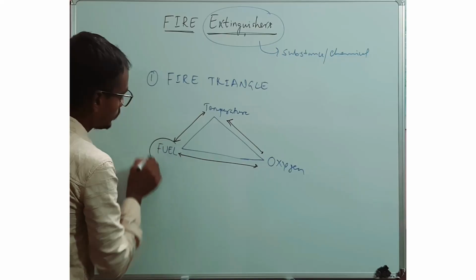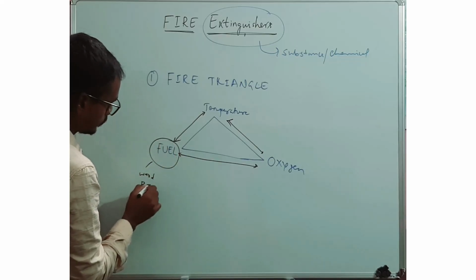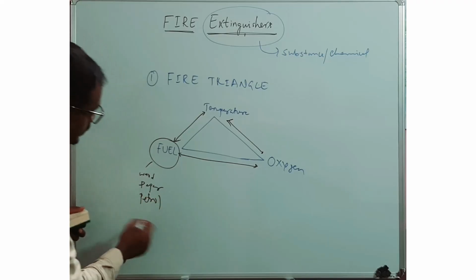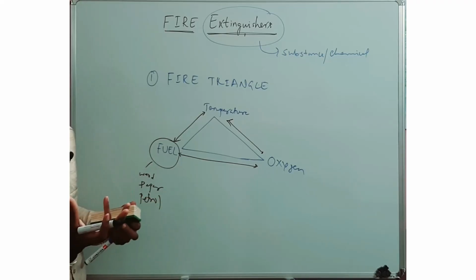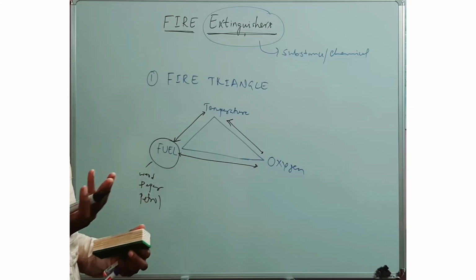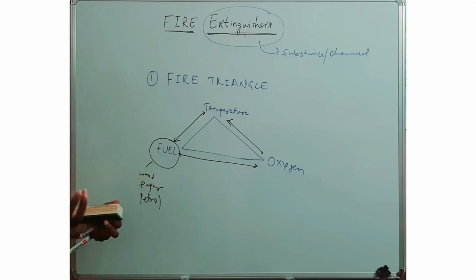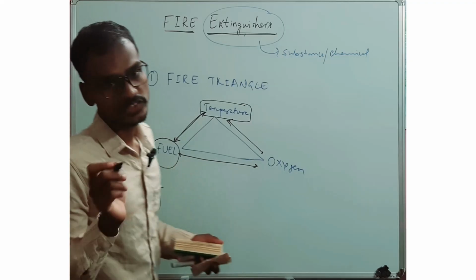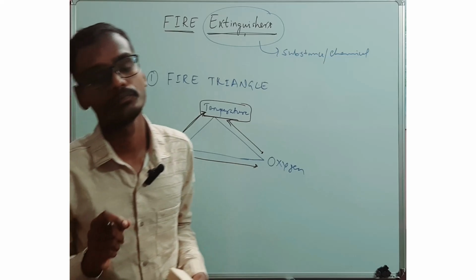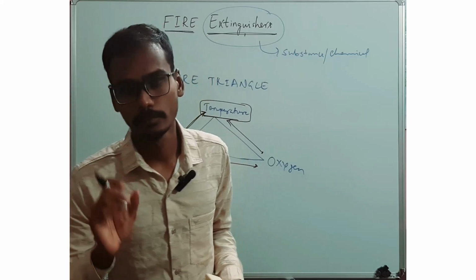How? Fuel may be wood, paper, petrol, or any other thing. It is the substance that burns when it catches fire. This is the raw material. The next one is temperature. Temperature is essential because without the optimum temperature, things can't burn.